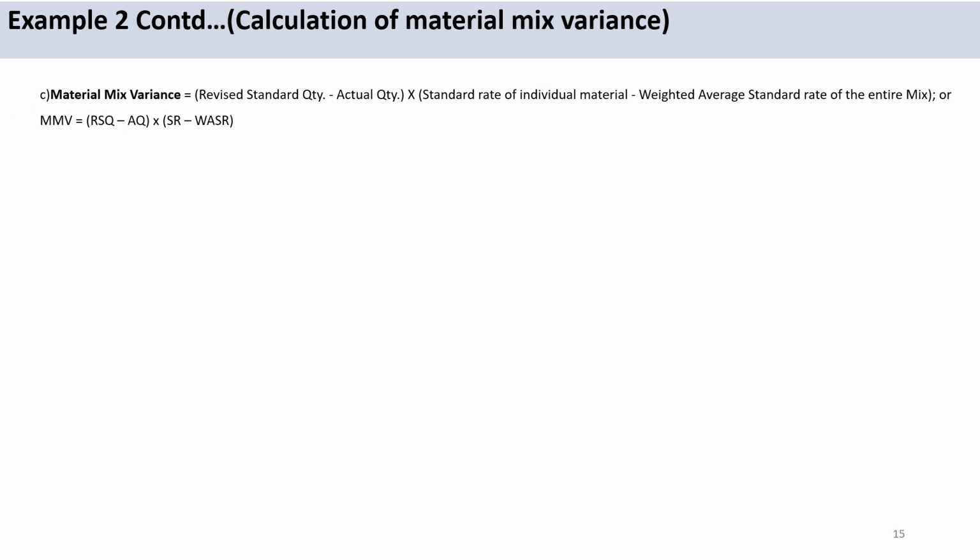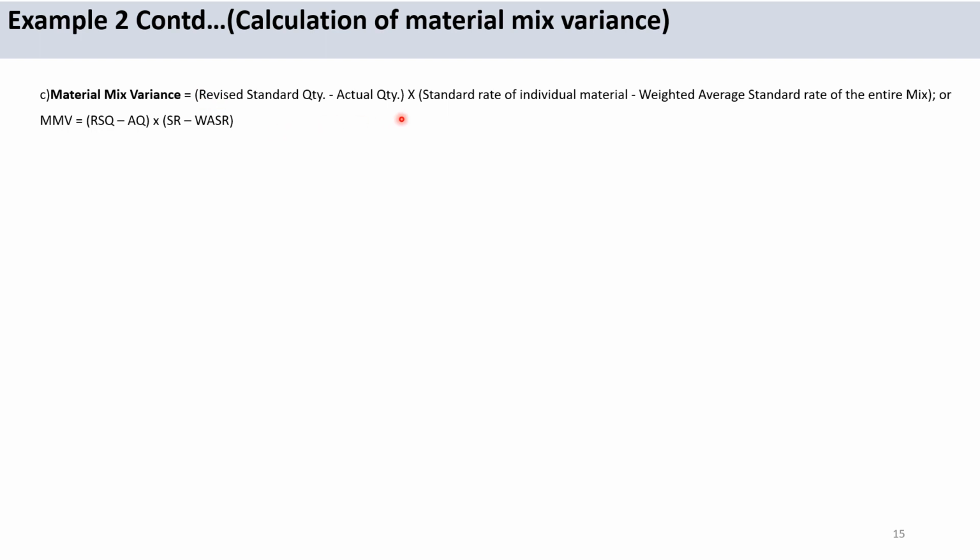Now let us calculate the metals mix variance. Here we know we consumed raw materials, which are pellets, lumps, and fines, in different proportions compared to the standard proportion. So mix variance will arise here. And how do we calculate the mix variance? The formula which I explained: revised standard quantity minus actual quantity.